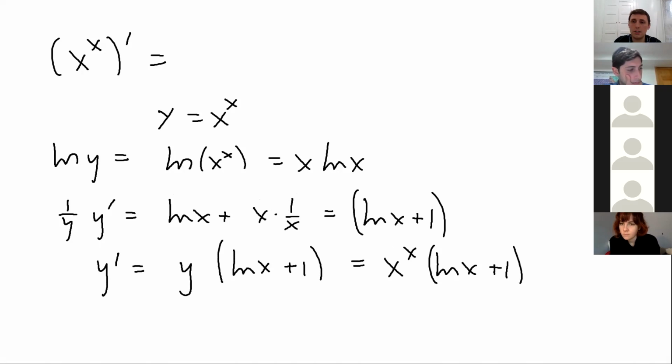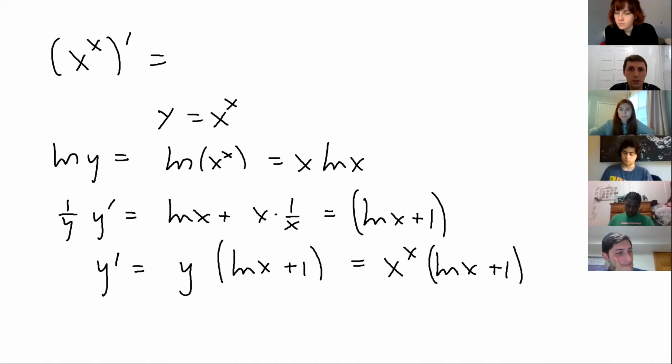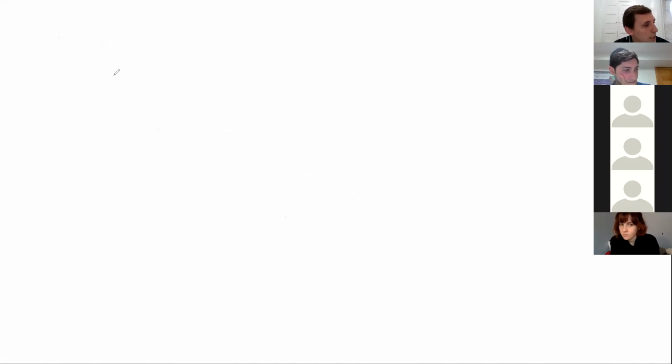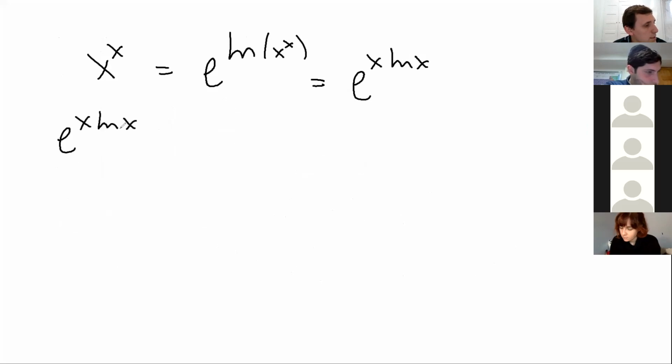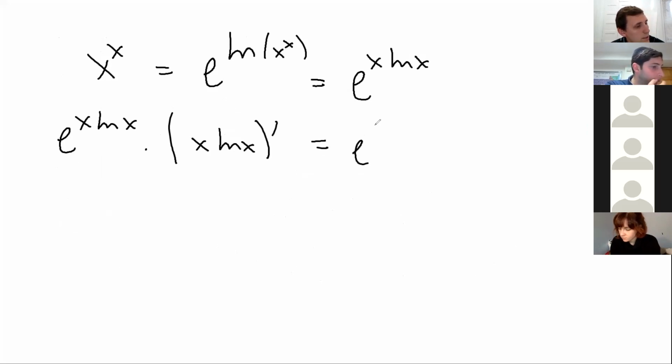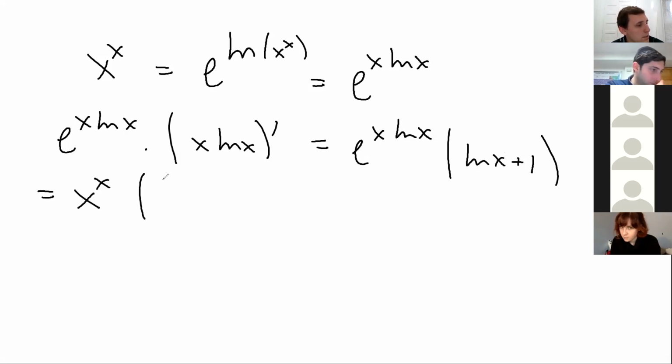I think John suggested another strategy, yes? So you can also notice the following, guys. You can say that x to the power of x is the same as e to the x ln of x, which means we are taking the derivative of e to the x ln x. You agree? And so what is the derivative? The derivative of this expression is going to be e to the x ln x times the derivative of x ln x. The derivative is ln x plus 1. And of course, e to the x ln x is the original expression, so it's x to the x times (ln x plus 1). Those strategies are one and the same.